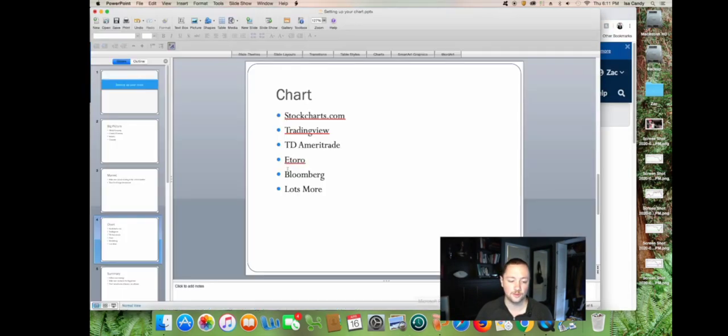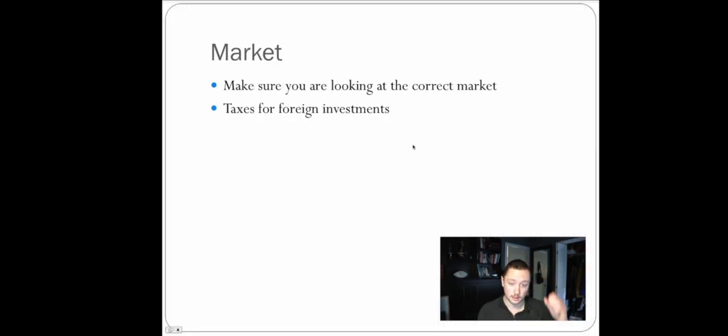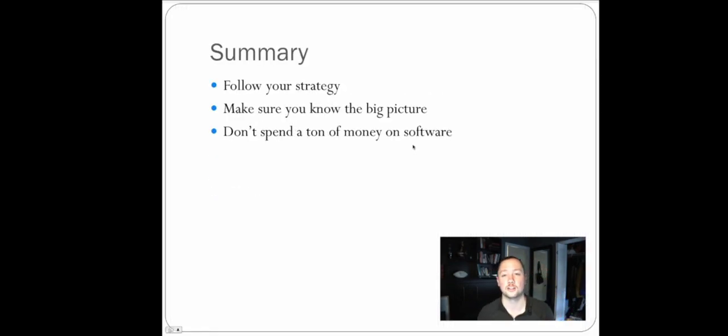So just to finish everything up, in summary, we'll skip to the end here. The big thing that you've got to do is follow your strategy. Once you've set up your charts, follow your strategy and make sure that all of your boxes are checked for what it takes for you to buy a stock, and then get ready to sell that stock in case things turn around.